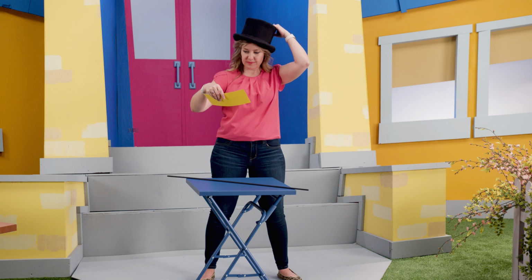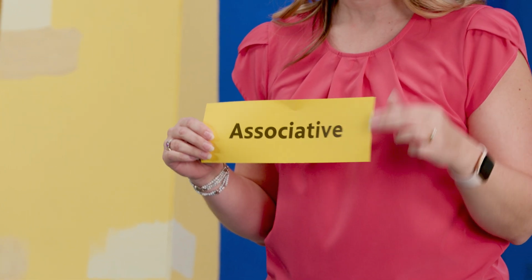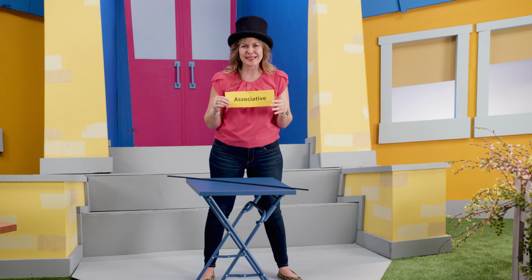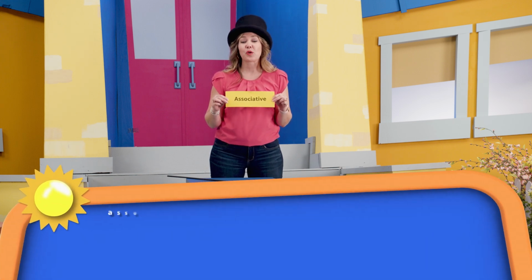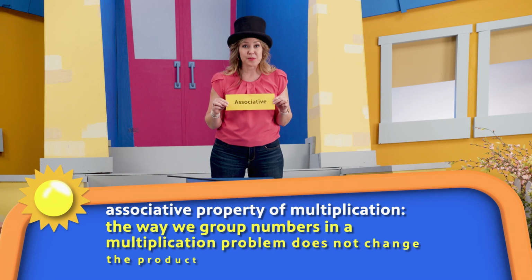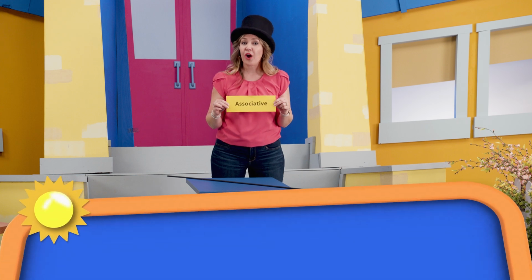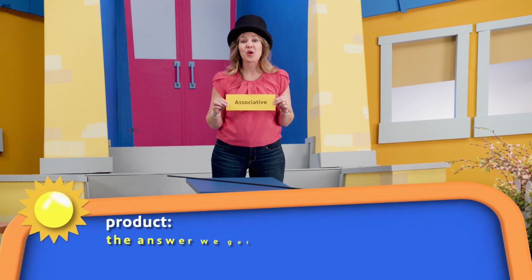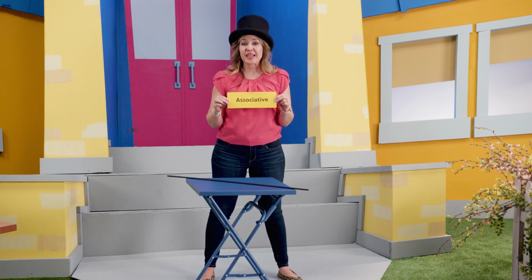The associative property of multiplication. That sounds really smart, doesn't it? It sure does, but it's not complicated at all. The associative property of multiplication simply says that the way we group numbers in a multiplication problem doesn't change the product. Remember, the product is the answer we get when we multiply those numbers. So that means that you can do the multiplication in any order you want.